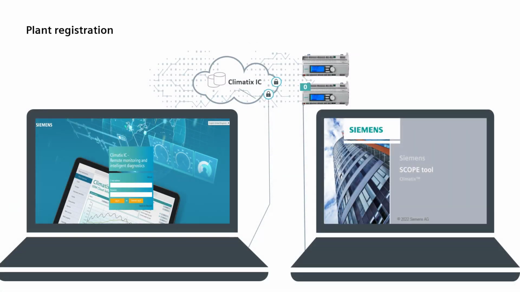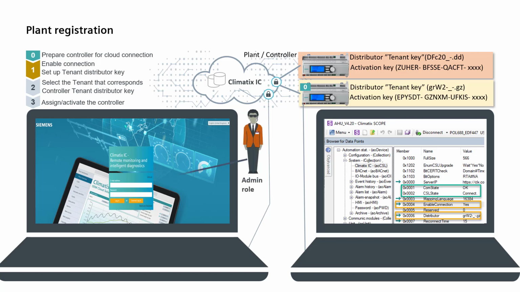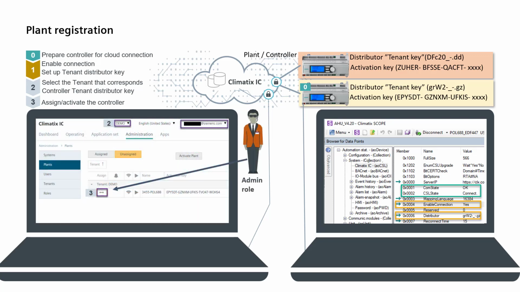What do you need to know about a plant registration? Before connecting the controller to the internet, make sure that the cloud connection is enabled, the Tenant distributor key set, and any application loaded to the controller. Once a controller, also called plant, is connected to the cloud, the activation key is validated. Login with the Tenant admin role. The plant pops up in the unassigned area if the validation of the controller was successful. Check out the exercise document for more detailed information.